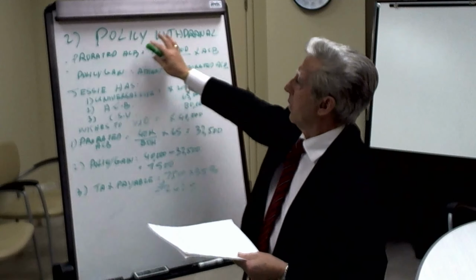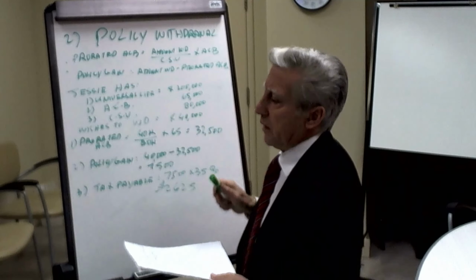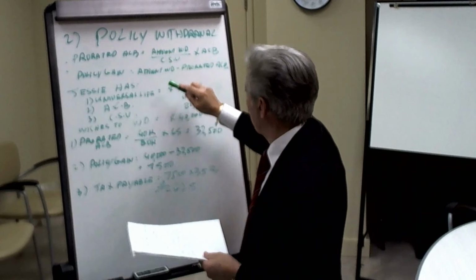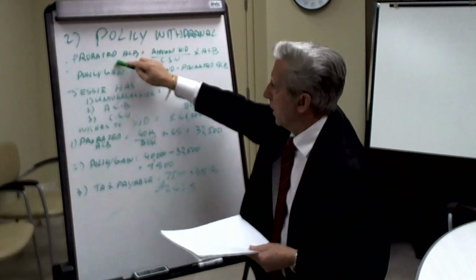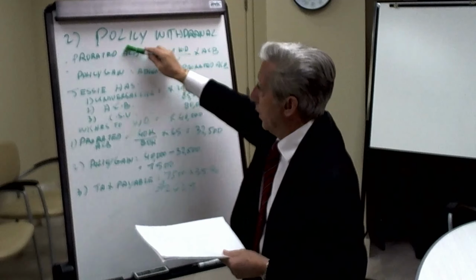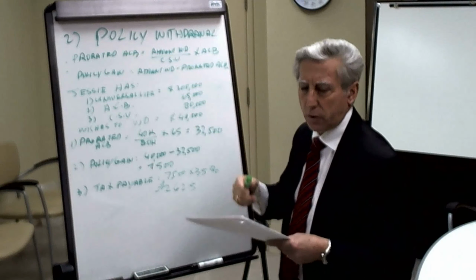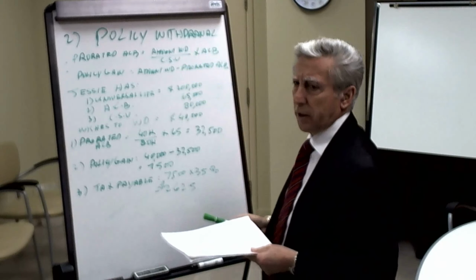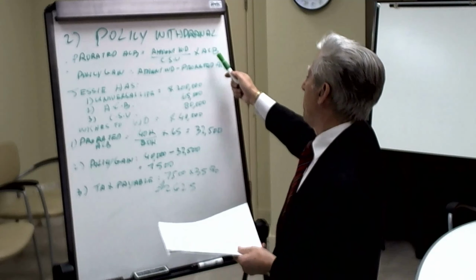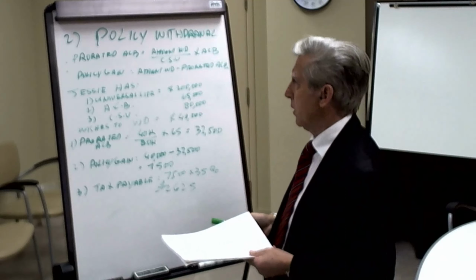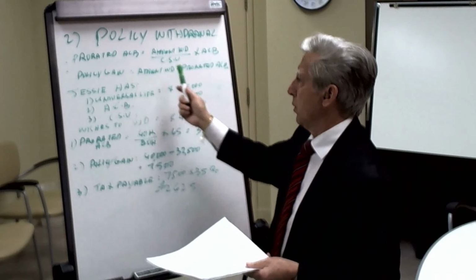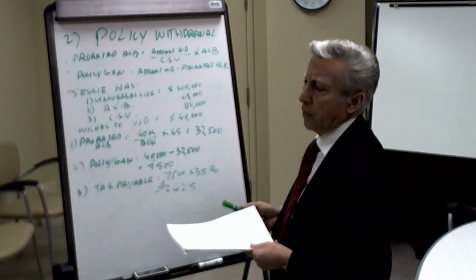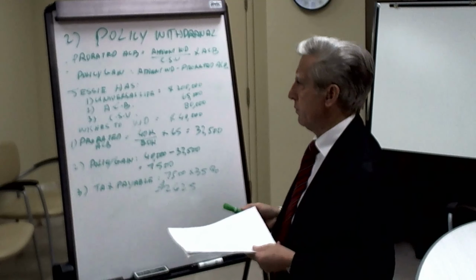Once we've calculated the ACB, the next thing we look at is the policy gain. We take the amount withdrawn minus that prorated ACB. That's why we always start by calculating the prorated ACB first: take the amount you've actually withdrawn, divided by the original cash in the policy, times the original ACB. Then the policy gain is the amount you're withdrawing minus the prorated ACB.